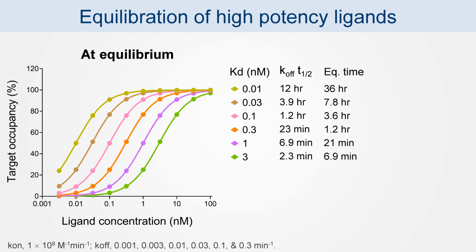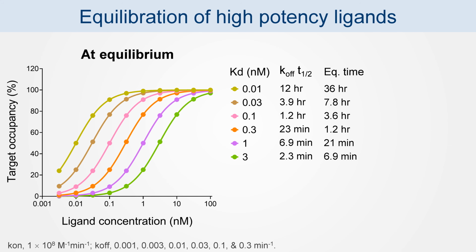The other area where equilibration time can have an impact is for potent ligands. In general, the more potent a ligand is, the longer it takes to equilibrate with the target. This is because more potent ligands dissociate more slowly from the target. And remember, our equilibration time is dependent on the dissociation rate.